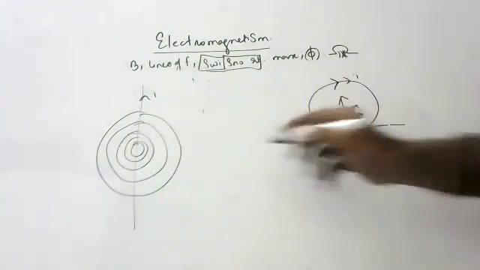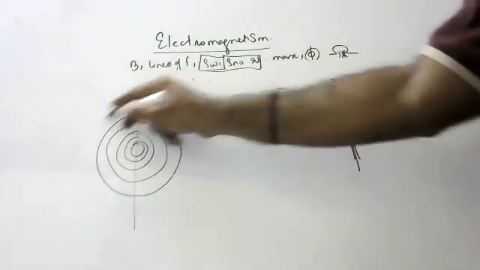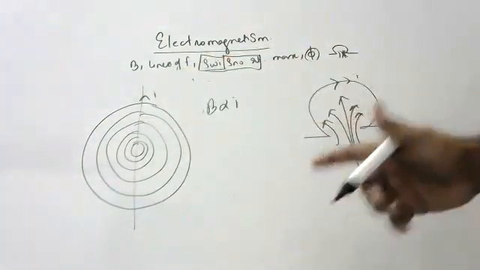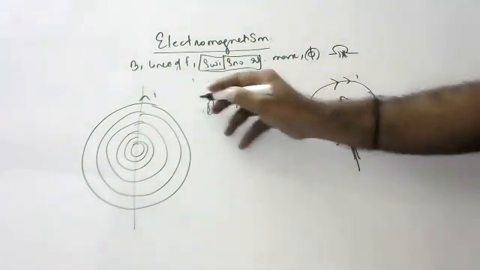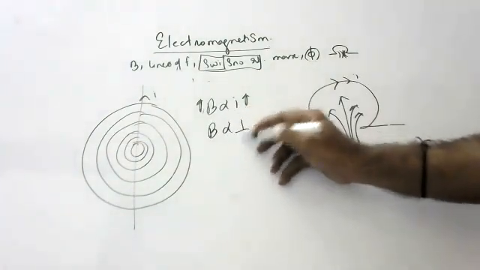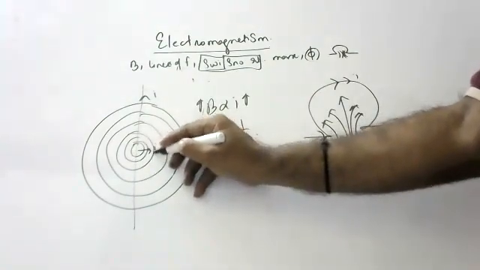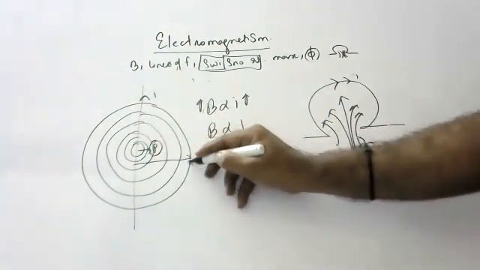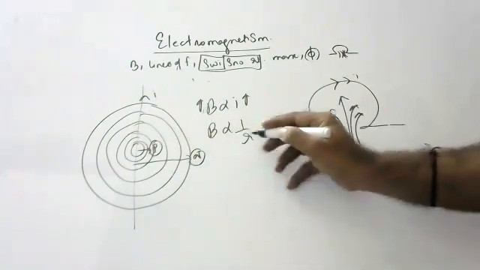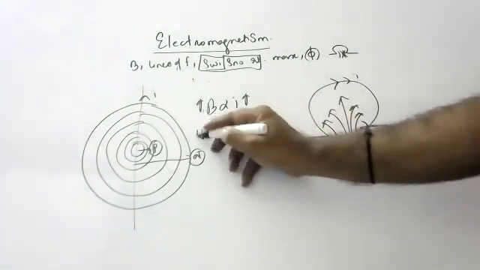But in both the cases, the magnetic field is directly proportional to current. You send more current, you get a stronger magnetic field. But in both the cases, it is inversely proportional to radius. It means here the magnetic field will be very high, but as you go far, the magnetic field decreases.